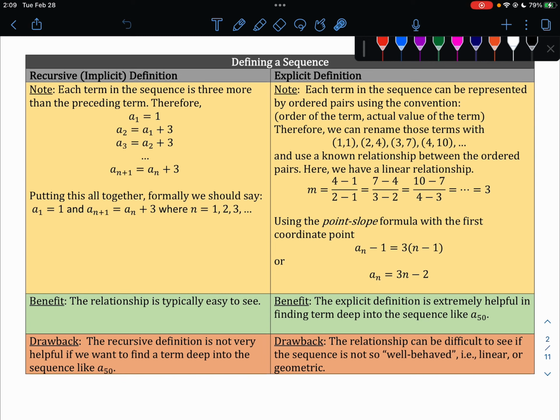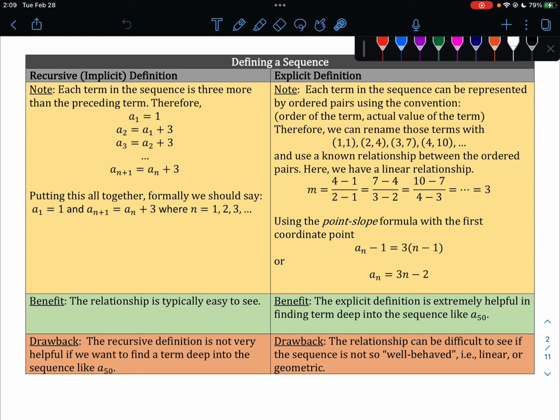Explicit is really good if it's an arithmetic or a geometric sequence that we're looking at here. In this case, this is an arithmetic one where the numbers are going up by the same number every time. Usually you can look at that in slope-intercept form, where the slope is just the number that's going up or down by each time.